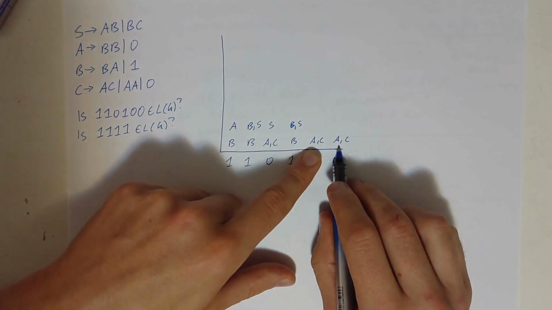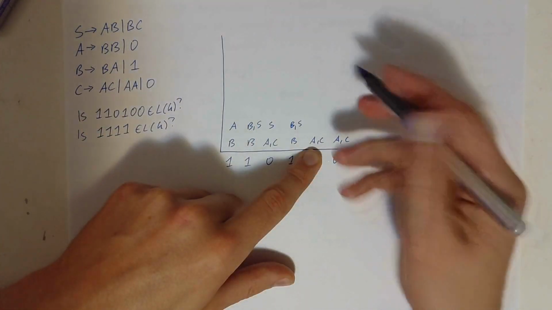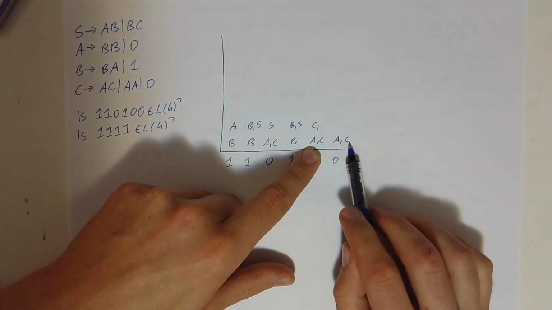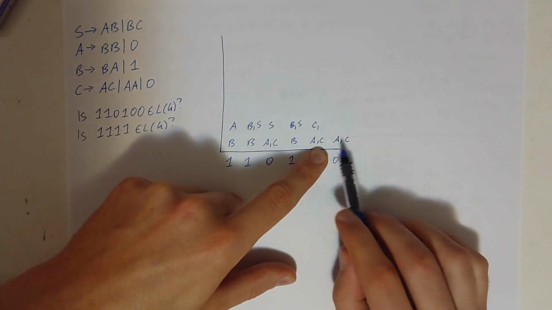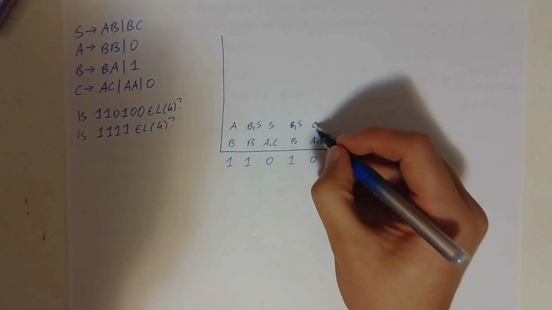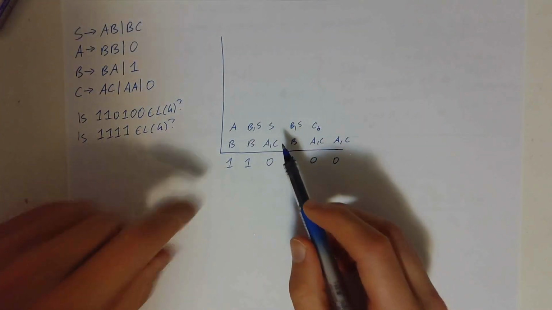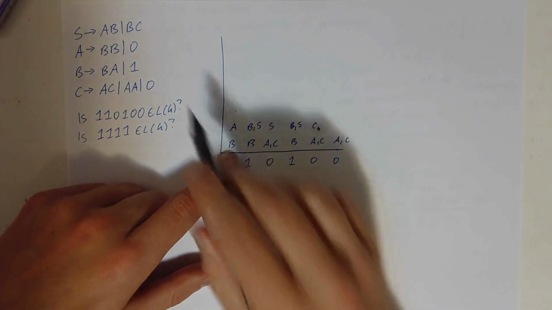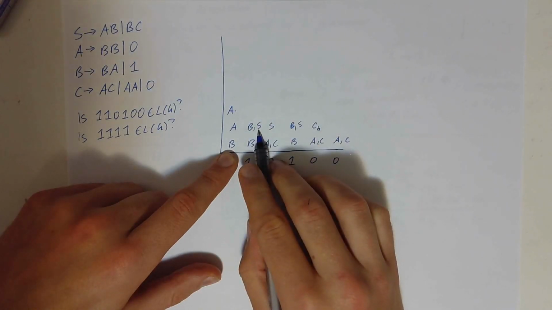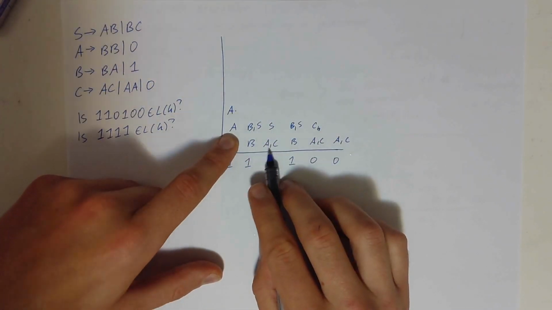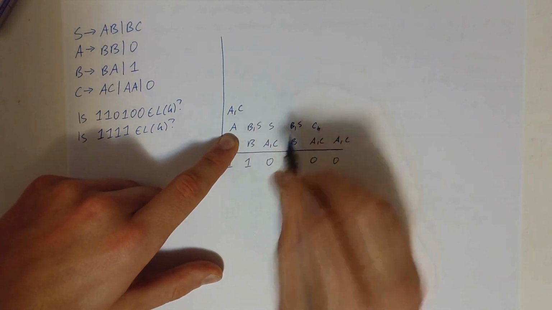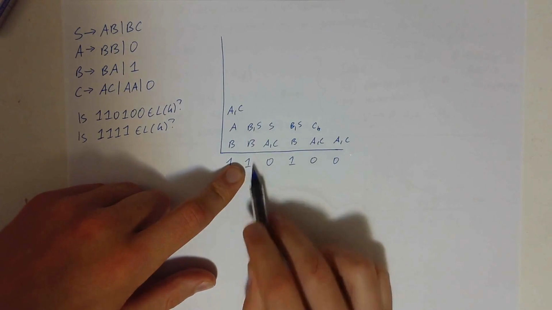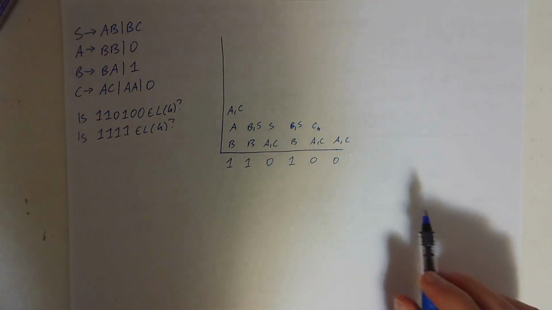Alright, now we get 4 combinations to check. AA can be produced by C. AC can be produced by C, but we've already written that one down. CA, nothing. CC, nothing. So we get just C by itself. So move up to the next row. And again, we move up the column, down the diagonal. So BB can be produced by A. BS, nothing. Check the next one. AA, C. AC, C again, but we already have C. So A or C. And we'll complete the next row in the same fashion.